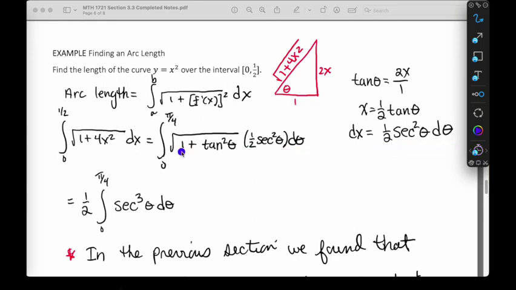Now that I have translated this into thetas rather than x's, I have to remember to change my limits since this is a definite integral. Before I went from 0 to 1/2, now I'm going from 0 to pi over 4. Using our Pythagorean identity, I know that the square root of 1 plus tangent squared gives me secant. When I multiply it by the secant squared here, that gives me secant cubed, and this 1/2 comes out in front here.